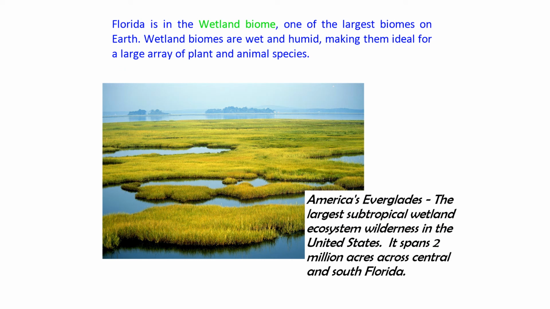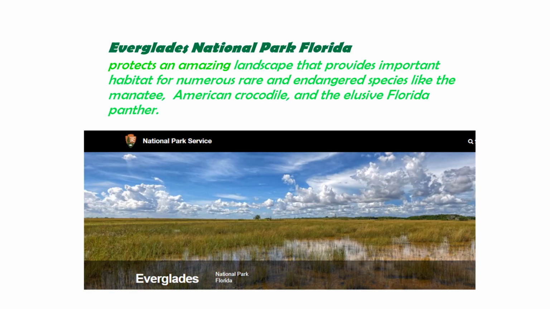Florida is one of the largest biomes on the earth. It's wet and humid, has lots of plants and animal species, and it's a subtropical wetland. In fact, it spans 2 million miles across central and south Florida. Pretty impressive, huh? It has an amazing array of rare and endangered species like the Florida panther, the American crocodile, the manatee.